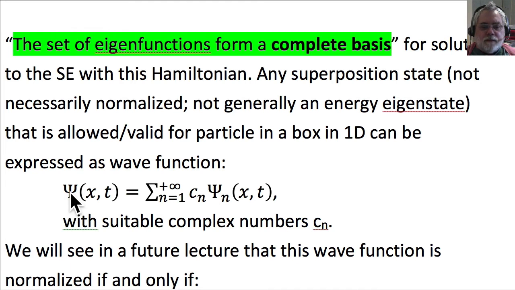General superposition state, psi of x and t, equals the sum from n equals 1 to plus infinity of c sub n, some suitable complex number c sub n that can depend on n, and generally and always will depend on n, times the time-dependent energy eigenfunction capital psi sub n of x and t.